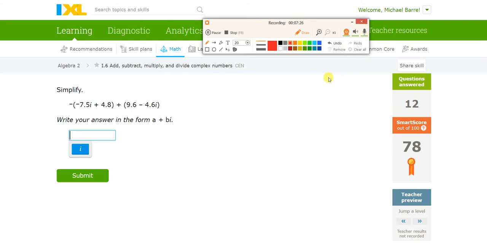You know, this is adding and subtracting with a little distribution. So this negative is going to distribute, make that a positive, and make this a negative. So I just distributed that. So I have 7.5i minus 4.6i. So 7.5 minus 4.6 takes me to 2.9. And then I have negative 4.8 and positive 9.6. So 9.6 minus 4.8 is 4.8. And IXL wants it like this, 4.8 plus 2.9i.